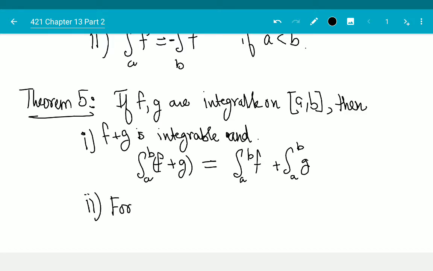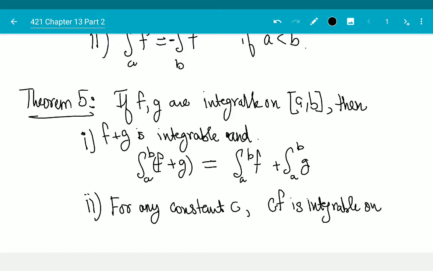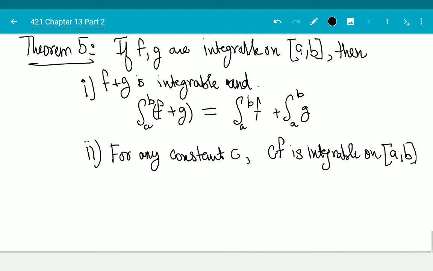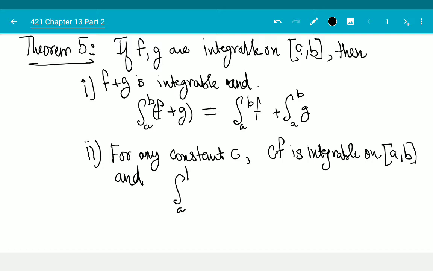For any constant c, c times f is integrable on a to b, and integral a to b of c times f is equal to c times integral a to b of f.